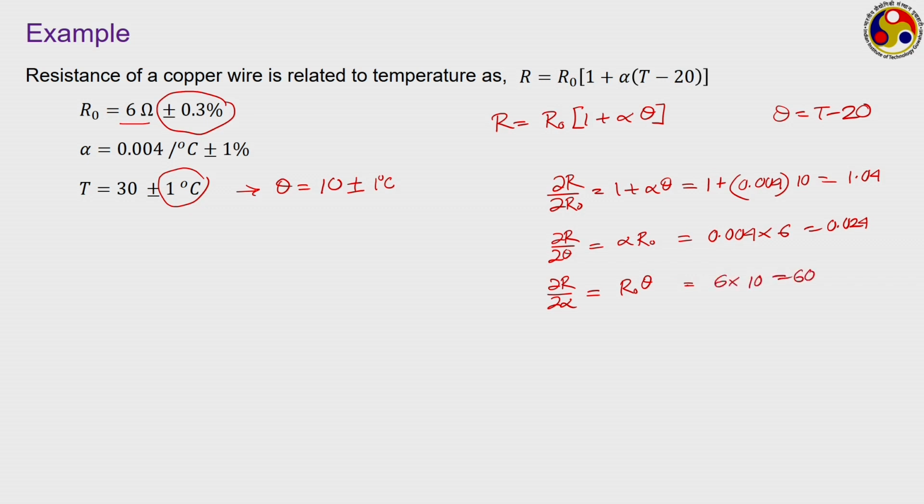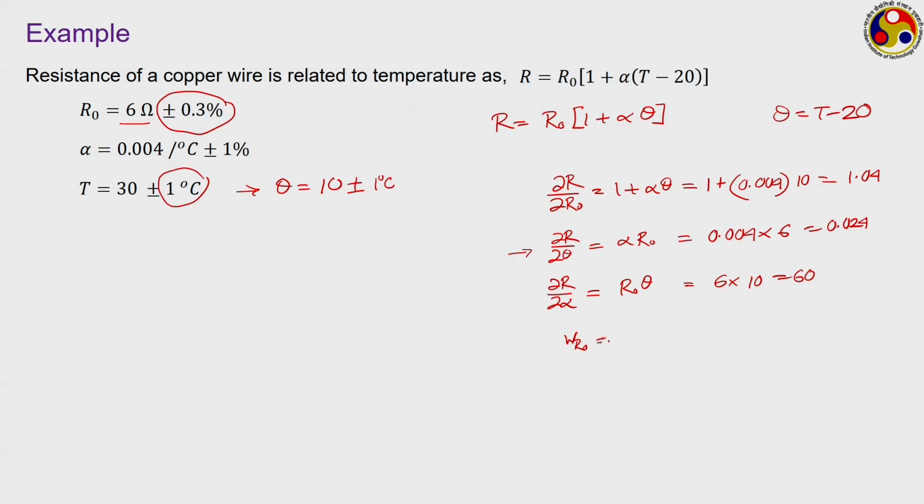I am not writing the units, but each of them has its own unit. Like in the first case it is unitless, as both numerator and denominator are the same quantity, but in the second case, what should the unit be? The numerator is in ohm, the denominator is in degree Celsius. So the corresponding sensitivity is ohm per degree Celsius, and in the same way we can get it for the third one also.